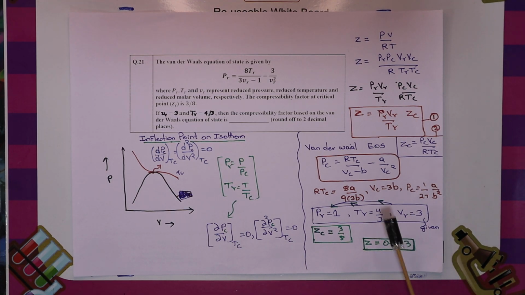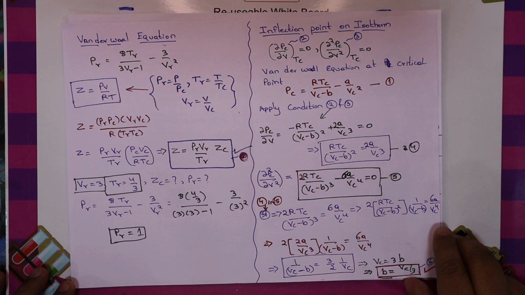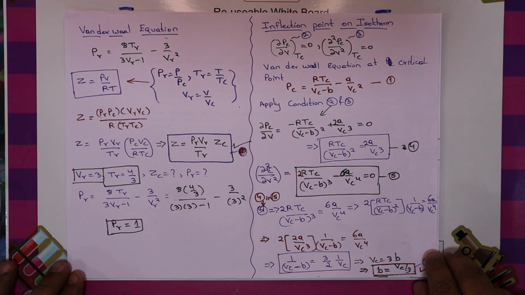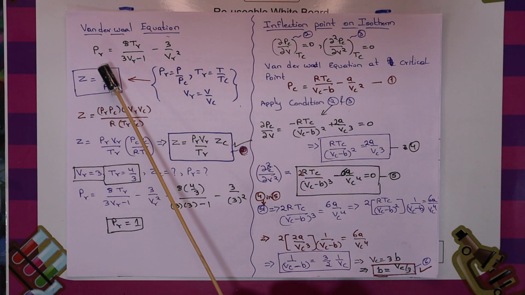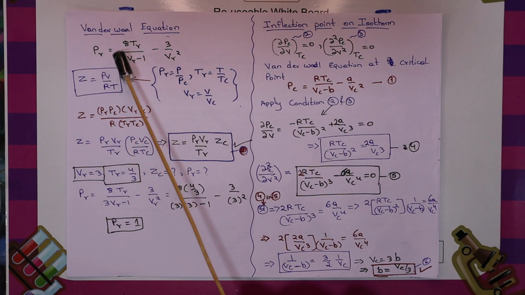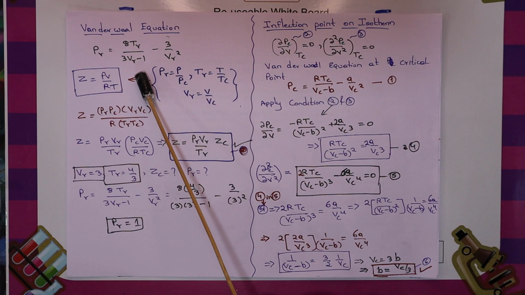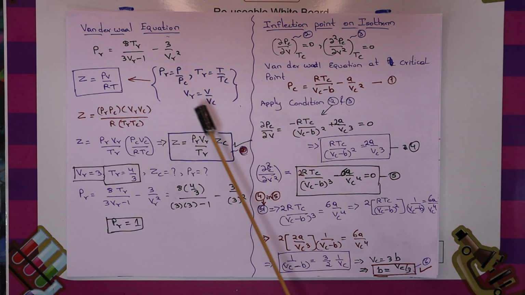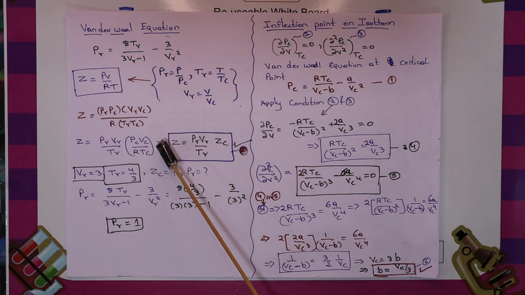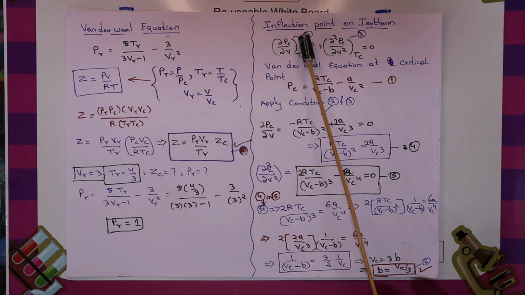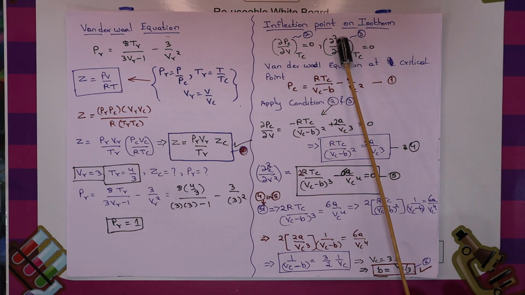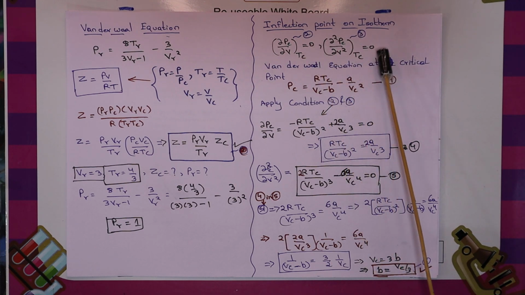Let us see how we reached these values so we can calculate Z. Let us start the derivation. Given the van der Waals equation, PR equals 8 times TR by 3 times VR minus 1, minus 3 by VR square. Let us find out the values. At the inflection point, I know dou PC by dou V at TC equals 0, and dou square PC by dou V square at TC equals 0.